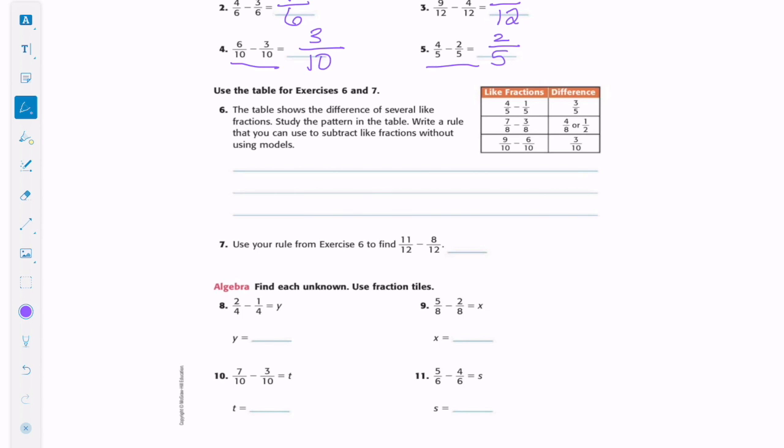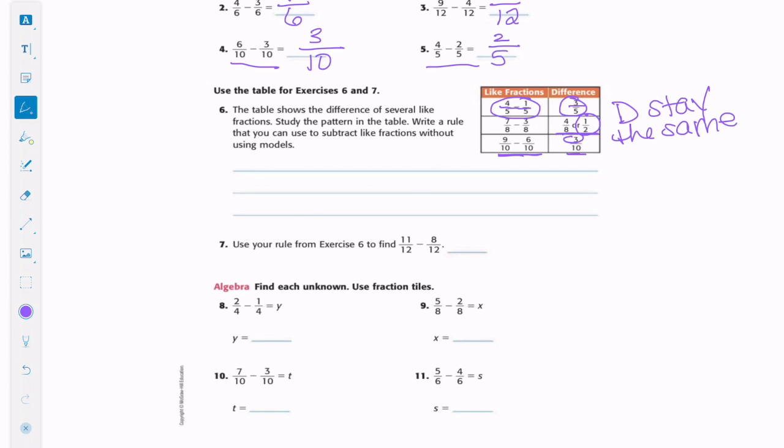The table shows the difference of several like fractions. Well, we have 4 fifths minus 1 fifth. The difference is 3 fifths, because 4 minus 1 is 3. 7 eighths minus 3 eighths is 4 eighths, and in simplest form, that's one half. 9 tenths minus 6 tenths is 3 tenths, because 9 minus 6 is 3. What do you notice? Good, the denominators stay the same.